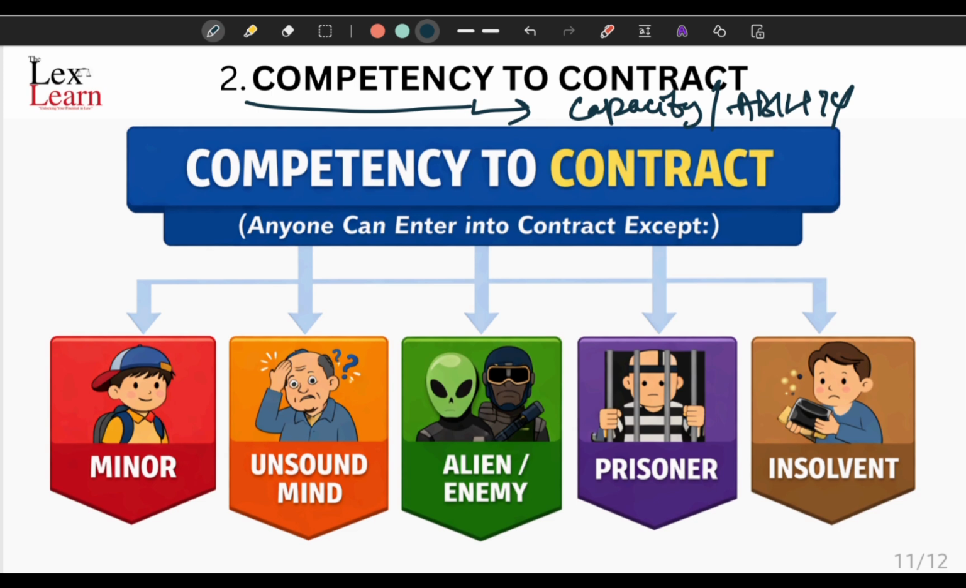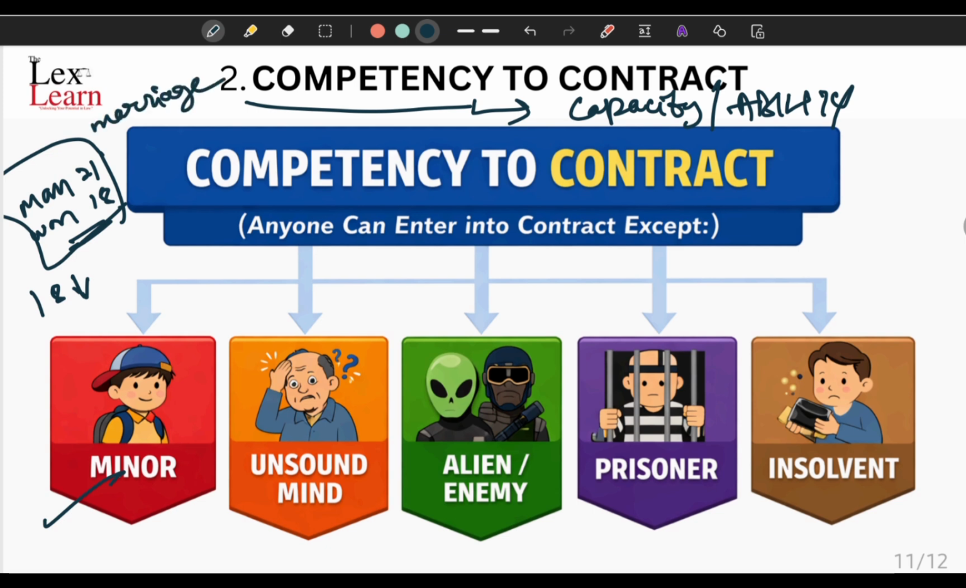Anyone in this world can enter into contract except these 5 professional people, these 5 important people. That's a sarcastic one, don't take it in a literal way. So the first one is a minor kid, one who is below 18 years old. One who is below 18 years old cannot enter into contract. In marriage, it is different, where a man has to be 21 years old and a woman has to be 18 years old. So, in marriage, it is an exception. Anyone who is a minor cannot enter into a contract.